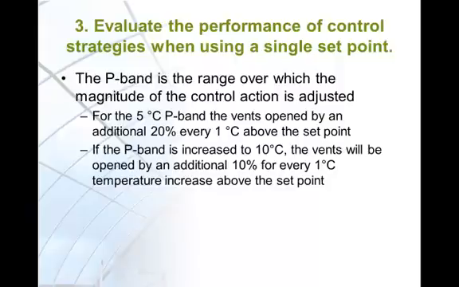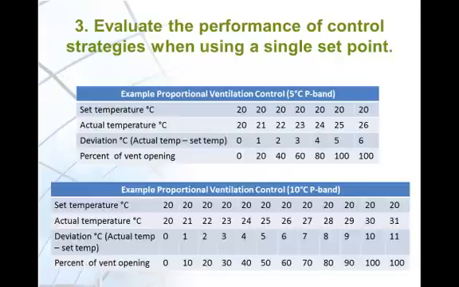If the P-band is increased to 10 degrees Celsius, the vents will be opened by an additional 10% for every 1 degree Celsius temperature increase above the set point. On this slide, we have two tables comparing the 5 degree and 10 degree P-bands. With the 10 degree P-band, the vents will open with smaller step sizes.